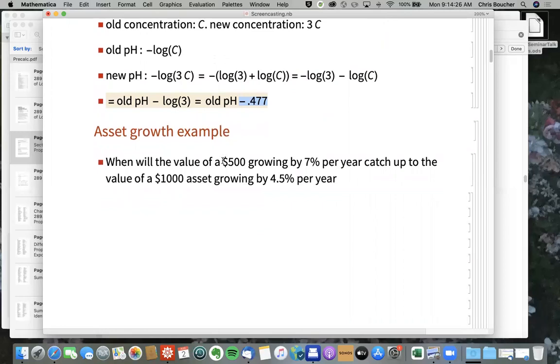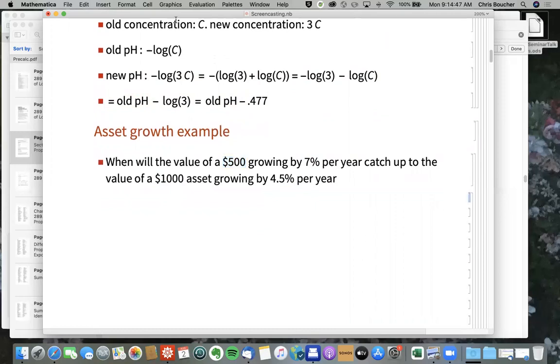Suppose I have 2 assets, a $500 asset growing 7% per year, and a $1,000 asset growing 4.5% per year. So the first asset starts smaller, but it's growing faster. So we know that eventually it's going to catch up to the $1,000 asset. And the question here is, when will that happen?